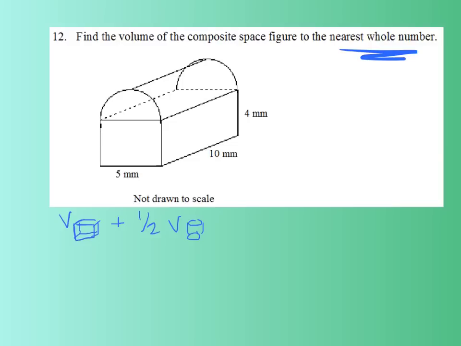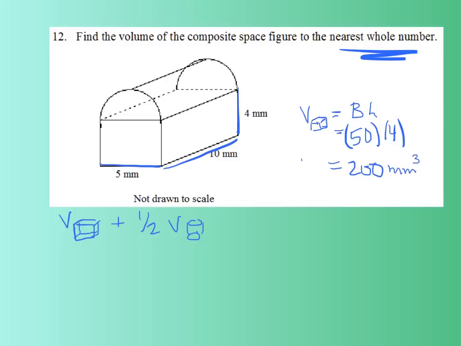Volume of my prism. That's going to be the area of my base times my height. My base is going to be 5 times 10 is 50. That's the area of my base. My height is this 4 here, so I'm going to plug that in. 50 times 4 gets me 200 millimeters cubed. So that's the volume of my prism.